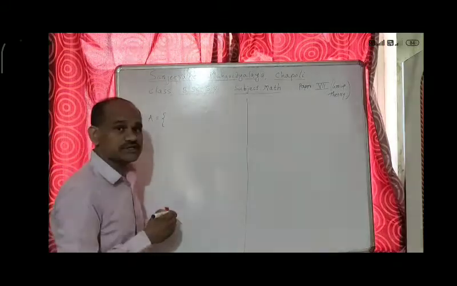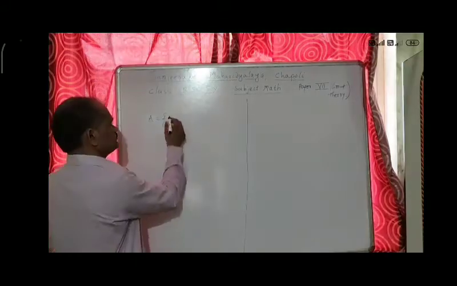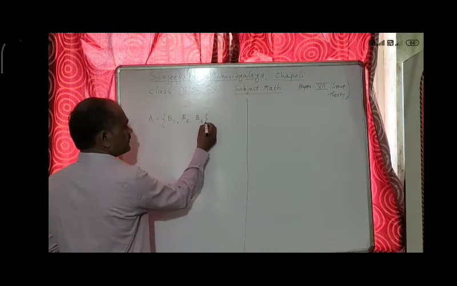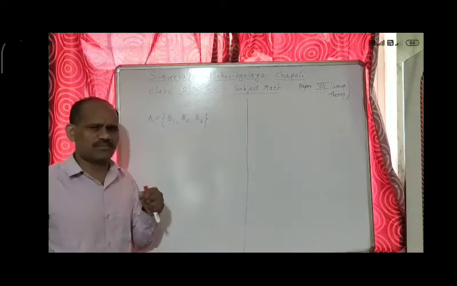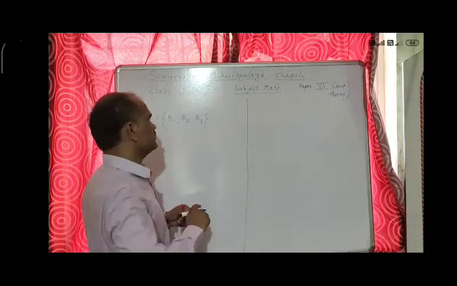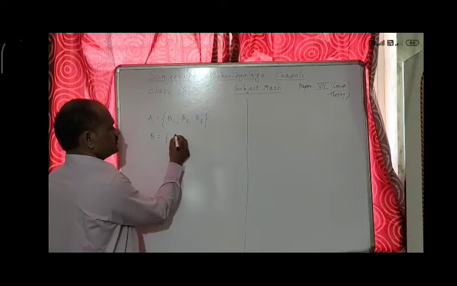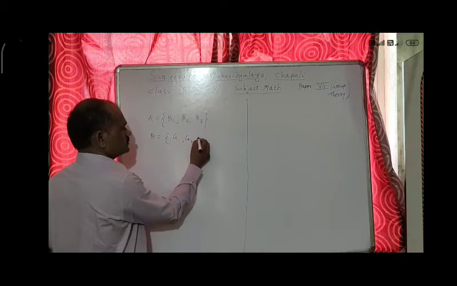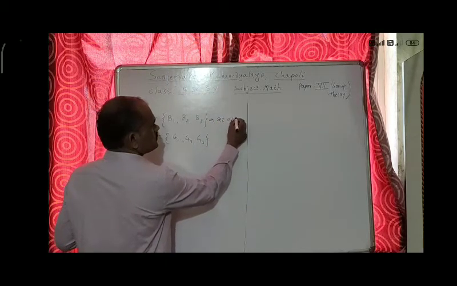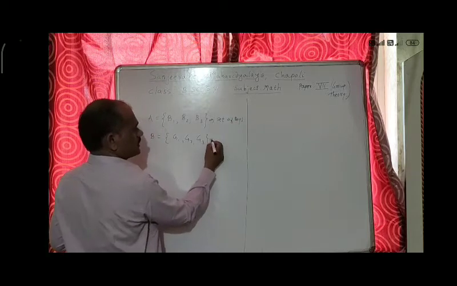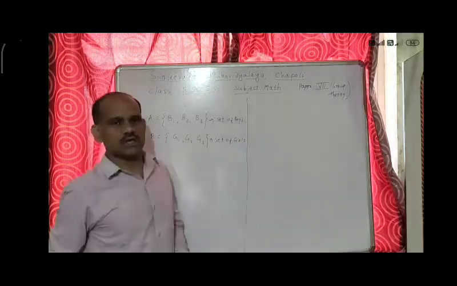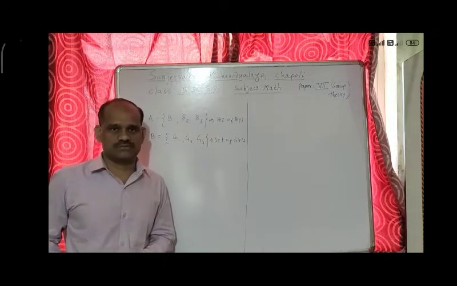Suppose A is any set having some boys, B1, B2 and B3. We can take any number, but I write only 3 here. These are the boys. And the second set B is G1, G2 and G3, and this is a set of girls. A is the set of boys and B is the set of girls.